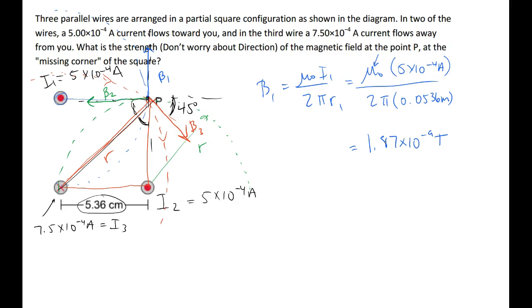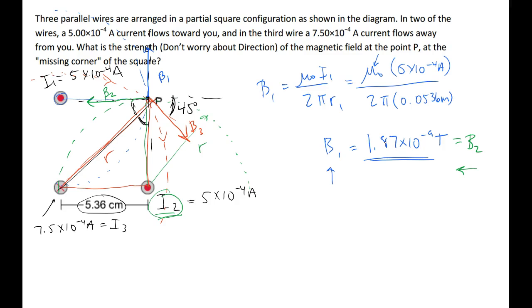Now, here's what's kind of cool. B2, the green one right here, is formed from wire I2. It has the same distance as well as the same current. So we can actually say that B1 equals this value, which also equals B2. The only difference is B1 points up and B2 points to the left.